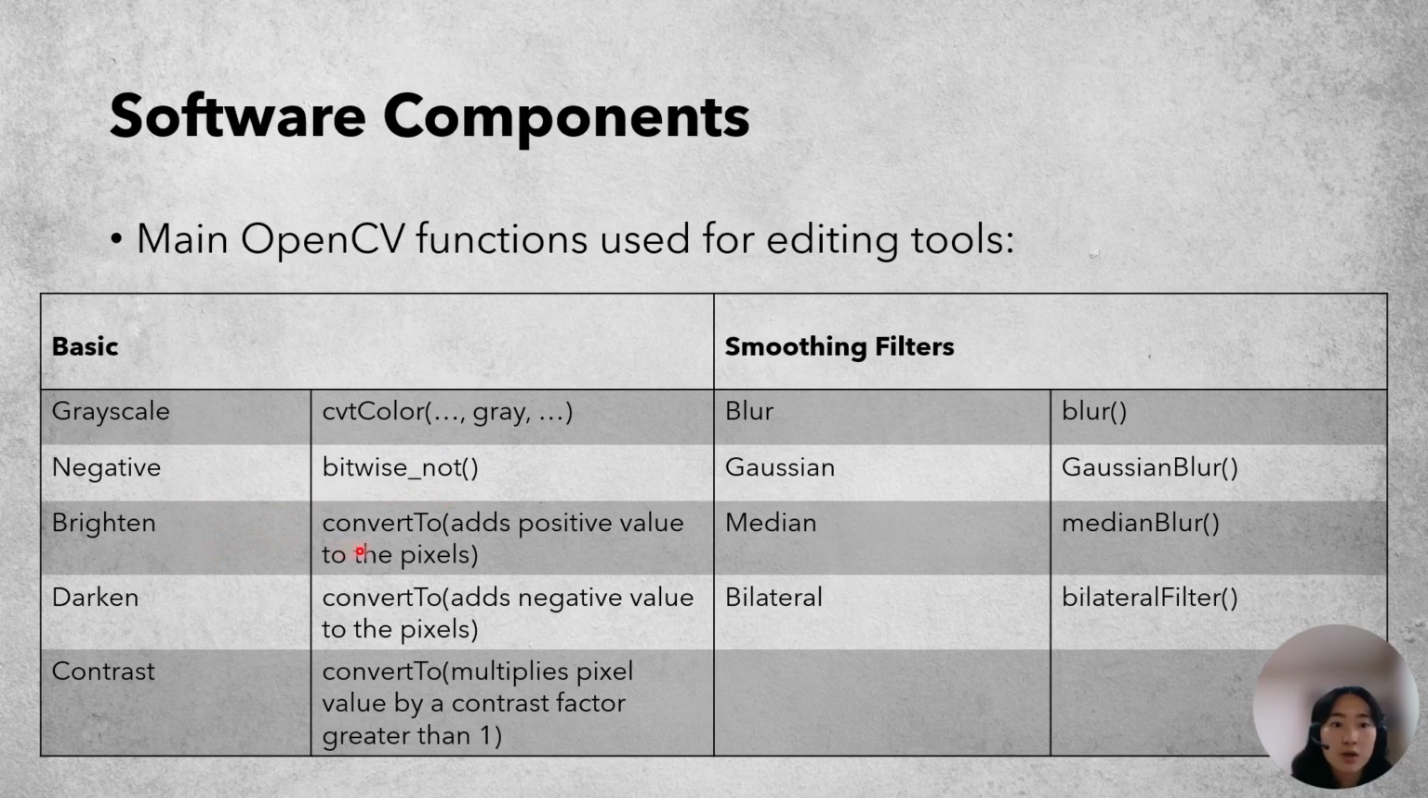Brighten uses convertTo, but you want to add a positive value to the pixels to brighten the image. For the darken function, you can use convertTo, which adds a negative value to the pixels to make a darkening effect. And then for contrast, you want to use the same convertTo, but you multiply the pixel values by a contrast factor greater than 1. For the smoothing filter, you have blur, which uses the blur function we learned in class, Gaussian, which uses the GaussianBlur function, median, which uses the medianBlur function, and then bilateral, which uses the bilateralFilter function.